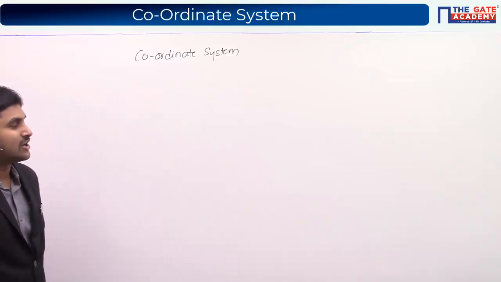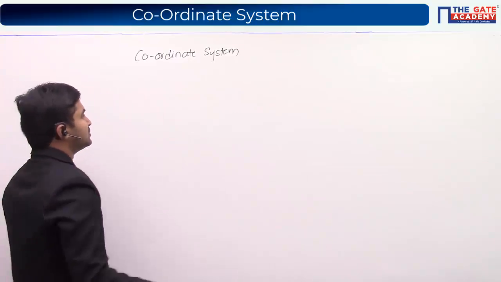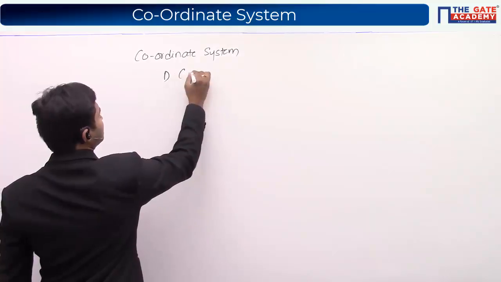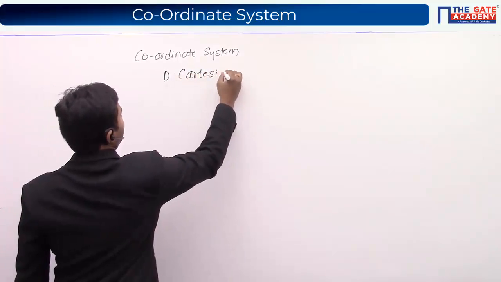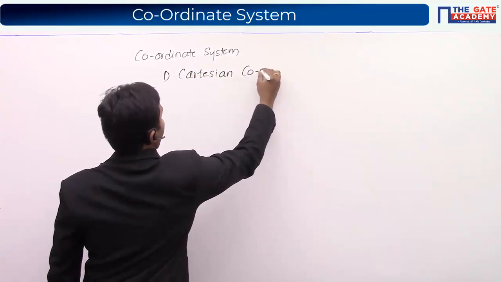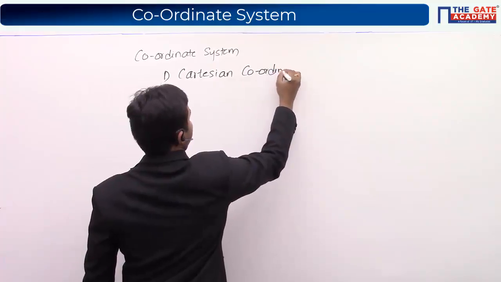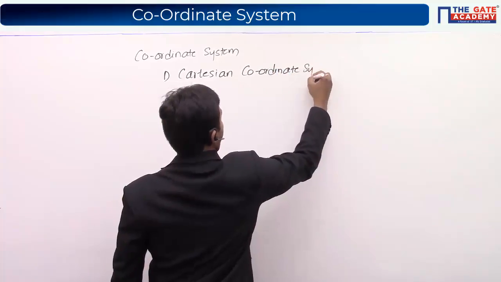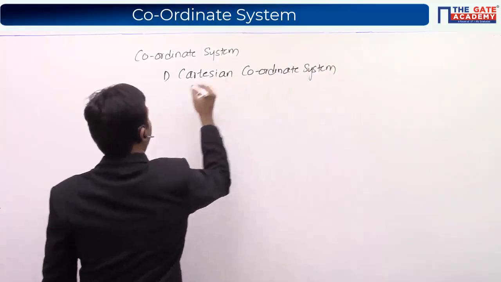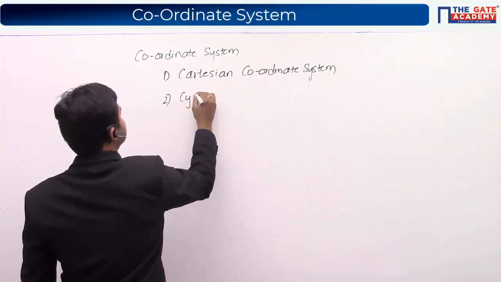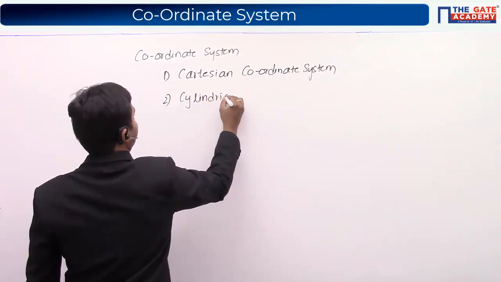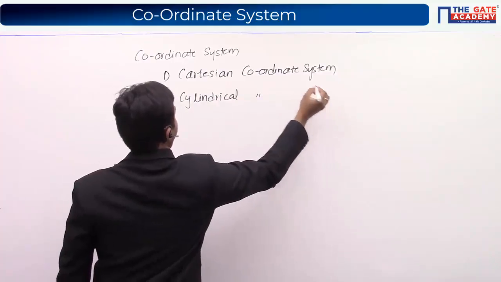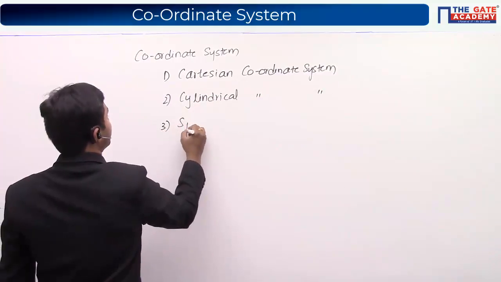So now let us see the coordinate systems one by one. First we will be discussing the Cartesian coordinate system. The second one we are going to discuss is the cylindrical coordinate system. The third one we are going to discuss is the spherical coordinate system.